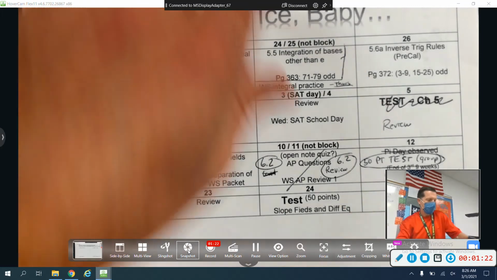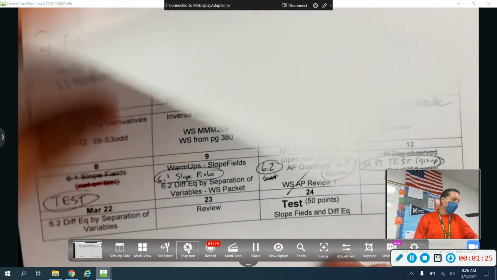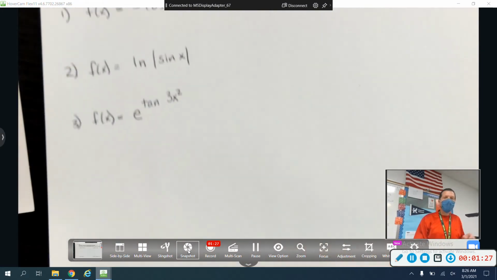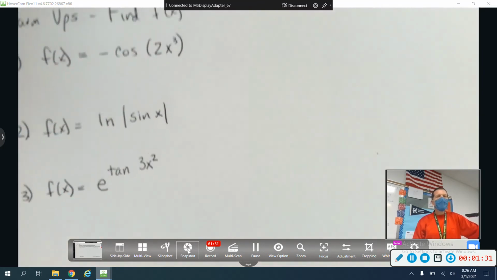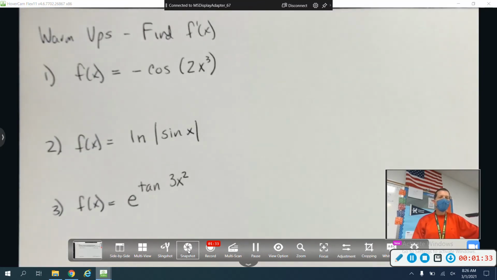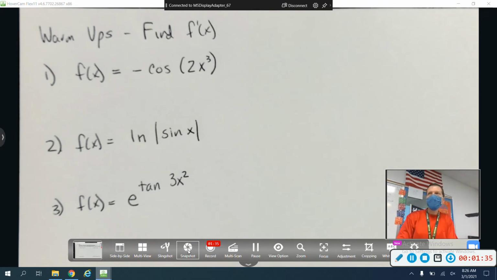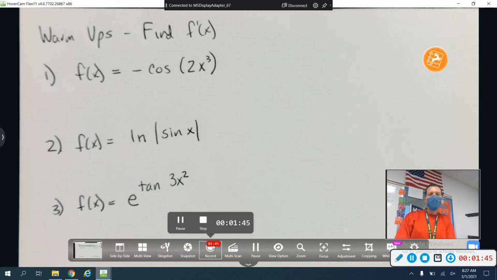Speaking of review, and to make sure our brain is thinking driving forward instead of driving backwards, here's some warm-ups where I ask you to find the derivative. So all of these are forward problems, right? Just take a derivative, not going backwards, no u substitution, drive forward. So give those a try, and then we'll go over them.